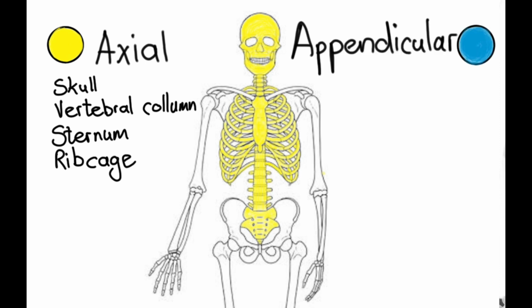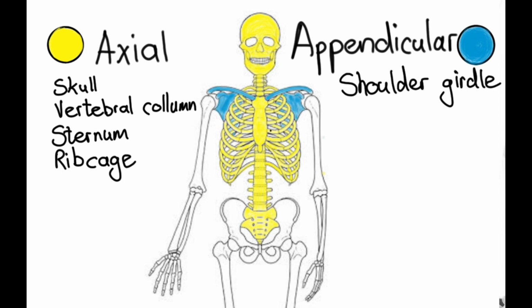So next up we're going to look at our appendicular skeleton, and this one we're going to color in blue. First we're going to start with our shoulder girdle. Now the shoulder girdle has got the clavicle in front and the scapula at the back. Remember, your biology teacher is going to refer to the proper biological terms, not things like collarbone and shoulder blade, but rather the scapula and the clavicle.